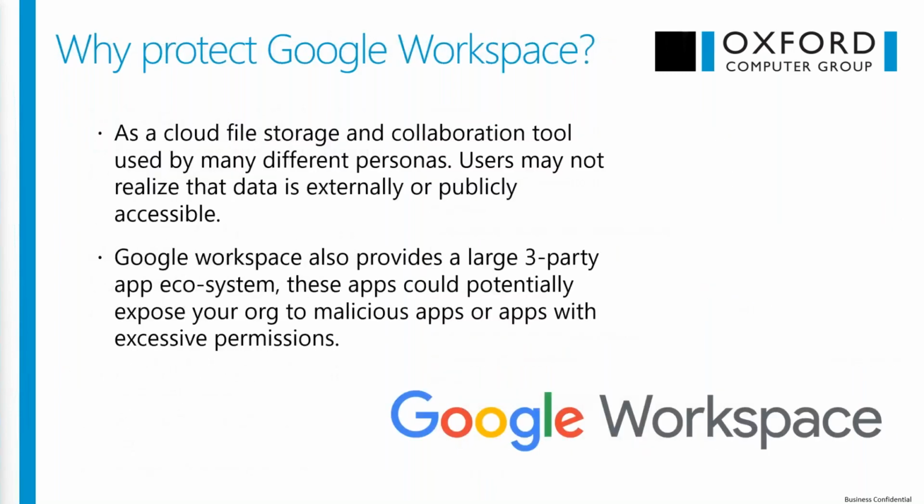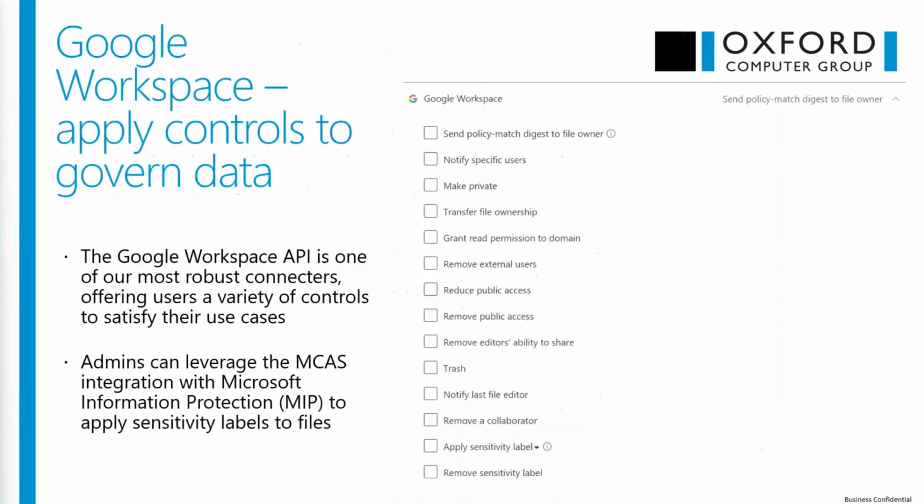And finally, the third-party app is Google Workspace. This connector, I believe, was one of the original 5 or 6 that were available within Cloud App Security. So it's pretty robust. As you notice here within Google Workspace, there's a lot of flexibility and ways to apply controls and govern that data.